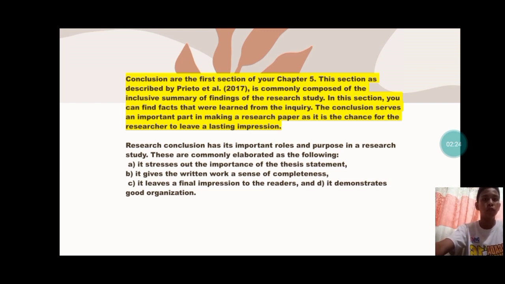In this section you can find facts that we have learned from the inquiry. The conclusion serves an important part in making a research paper, as it is the chance for the researcher to leave a lasting impression. Research conclusion has its important roles and purpose in research study. These are commonly elaborated as the following.